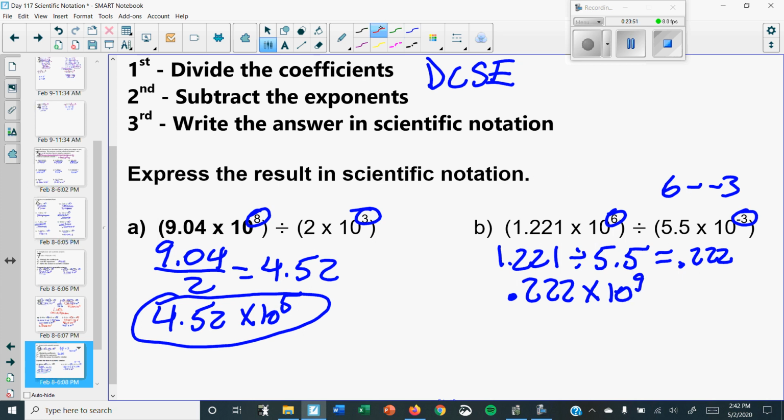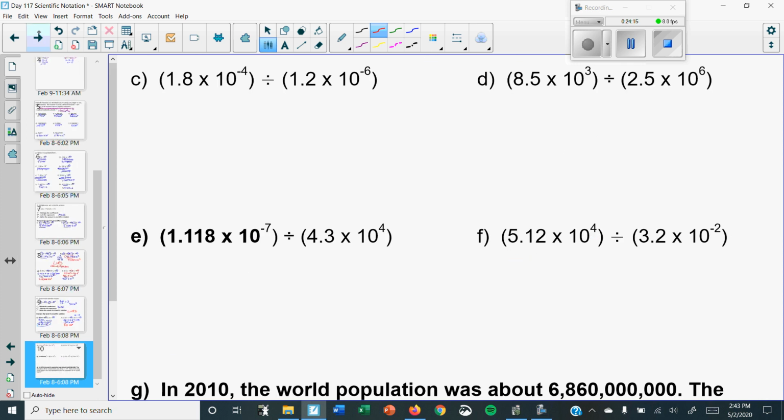Is 0.222 in between 1 and 10? No. So we've got to move the decimal to the right. So remember what I said. It's LERD. If you go left, go up with the exponent. If you go right, go down. So since we move to the right, the exponent goes down 1. So 2.22 times 10 to the 8th. And there's your answer. For the next one, I'm just going to use a calculator.